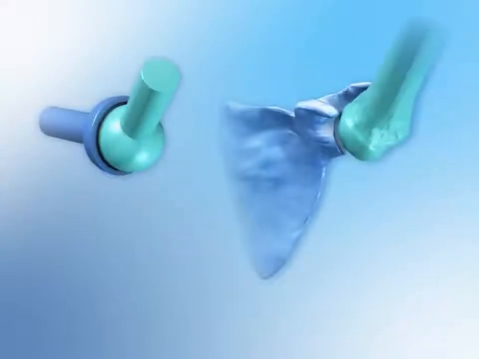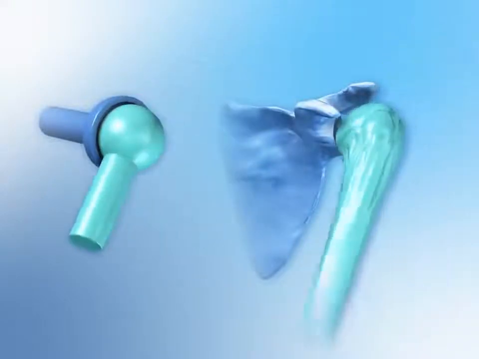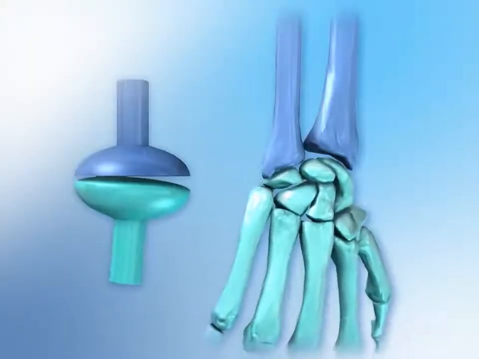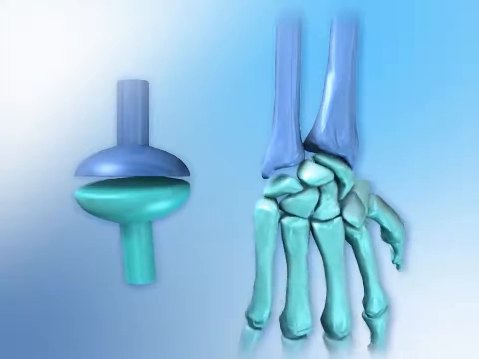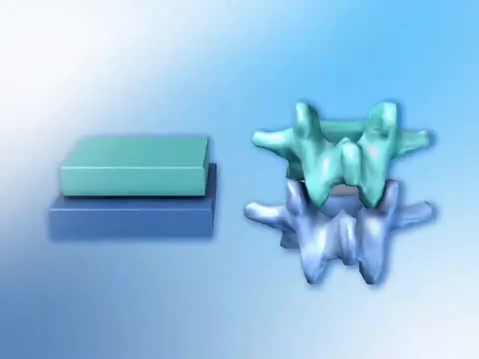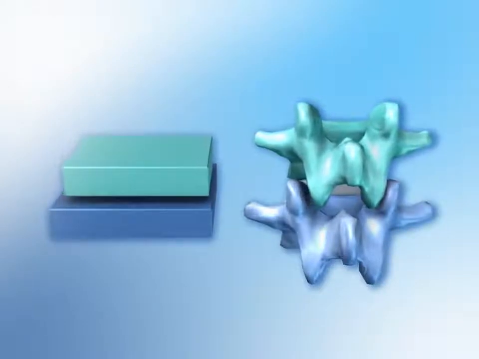The ball and socket joint, found in the shoulder, is a freely moving joint that can rotate on any axis. The wrist joint is a condyloid joint that allows for circular motion, flexion, and extension. As the body moves, the vertebrae of the spine move against each other as gliding joints.